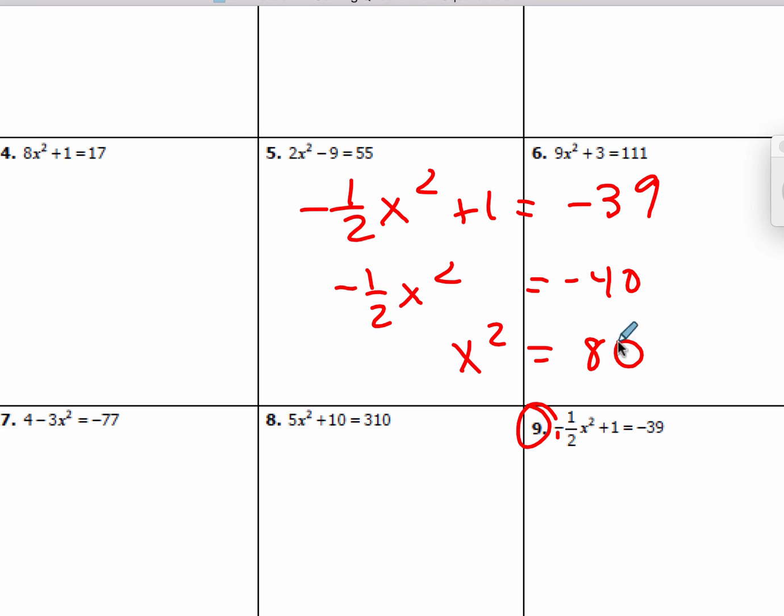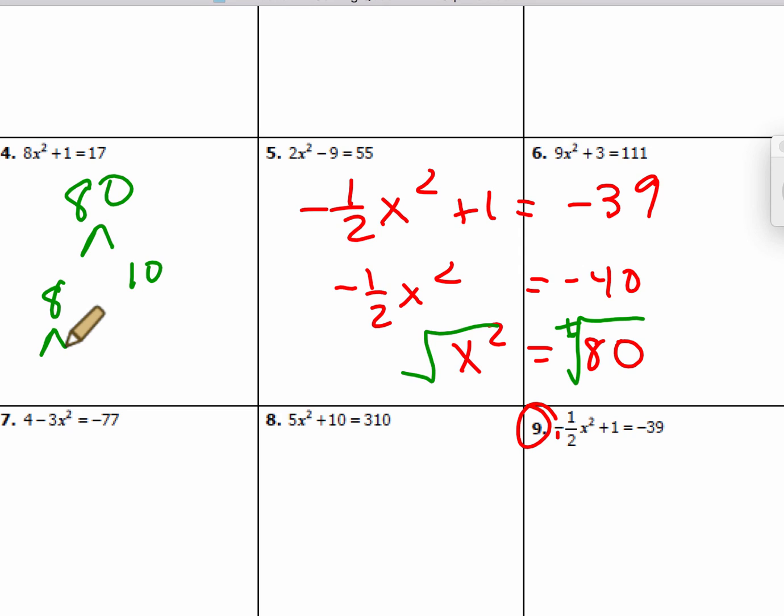Now I'm ready to take the square root of both sides, remembering plus or minus, and I'm going to break down the 80. I have 8 times 10, not a perfect square.